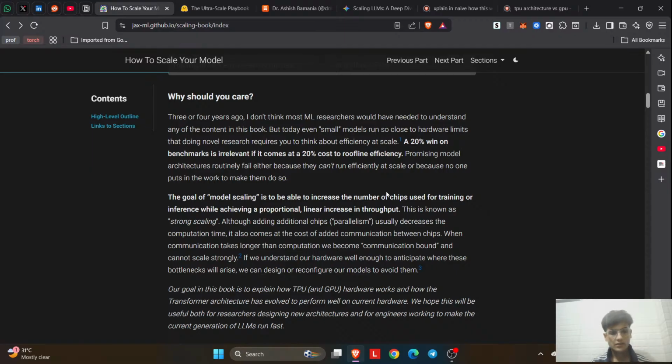Novel model architectures routinely fail either because they can't run efficiently at scale or because no one puts in the work to make them do so. The goal of model scaling is to be able to increase the number of chips used for training or inference. So what is strong scaling?